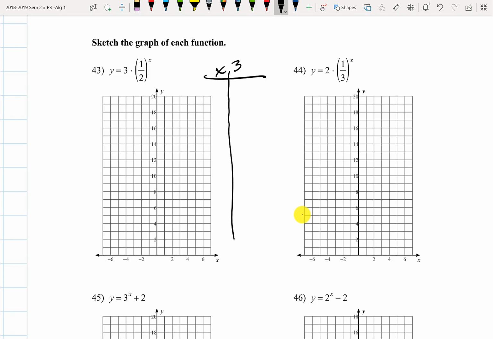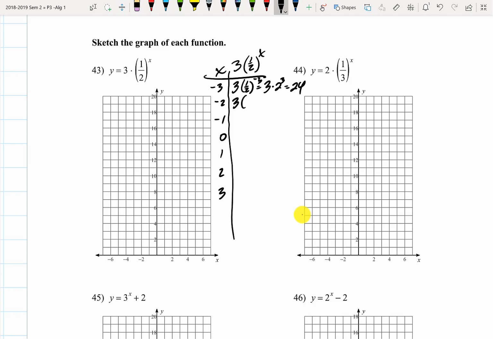So we have 3 times 1/2 to the x power. And like I said before, you want to evaluate a lot of points on these functions to get good graphs. Okay, so this is 3 times 1/2 to the negative 3 power. So it's 3 times 2 cubed. 8 times 3 is 24, so you get negative 3 comma 24, which is off the grid.